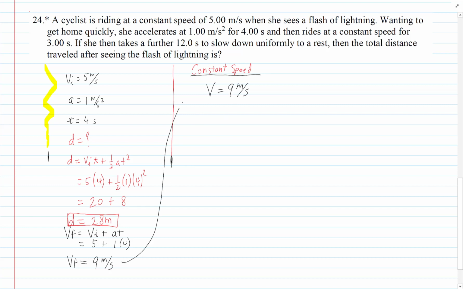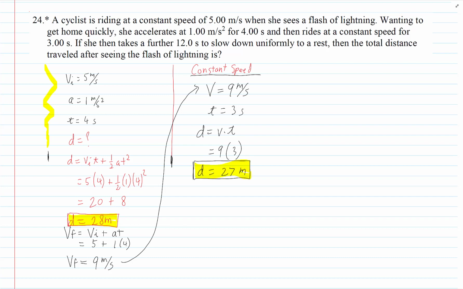We bring it up. And she rides at the constant speed for 3 seconds. So time is 3 seconds, and the distance at a constant speed is velocity times time, and that velocity is 9, and the time is 3. So distance is going to be equal to 27 meters. So we have two of the distances so far, that distance and that distance.